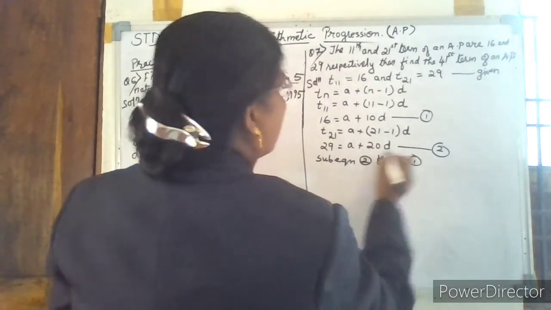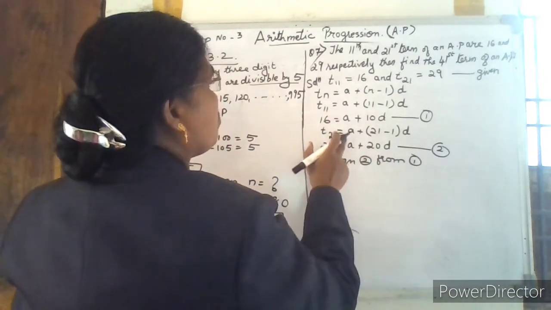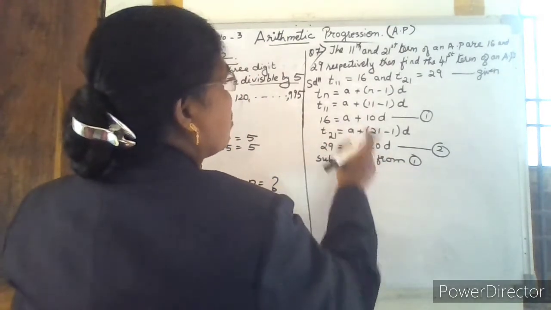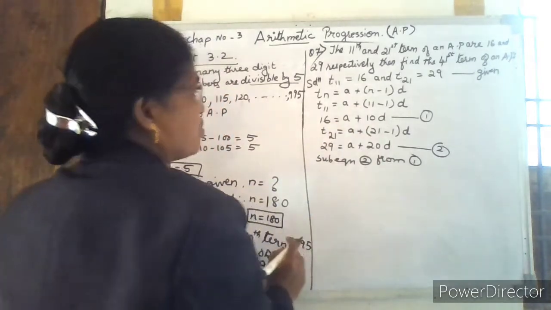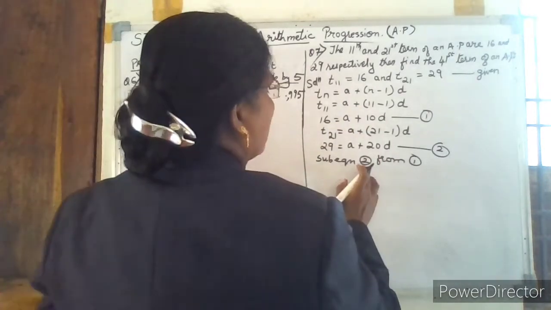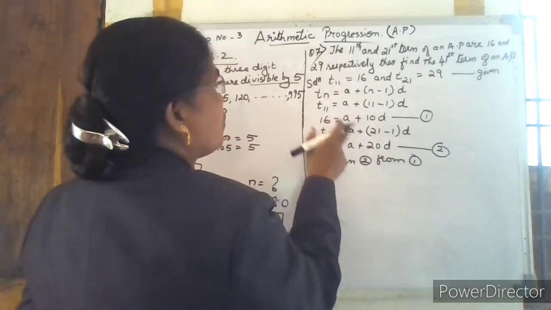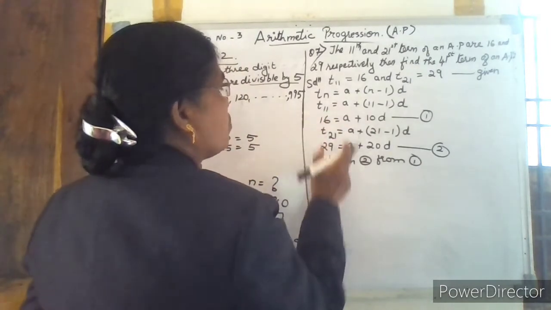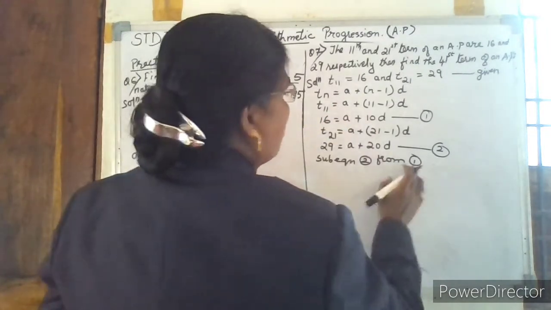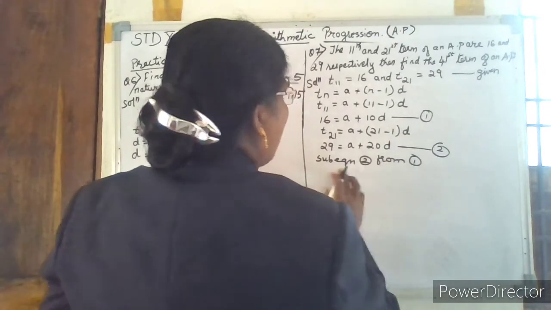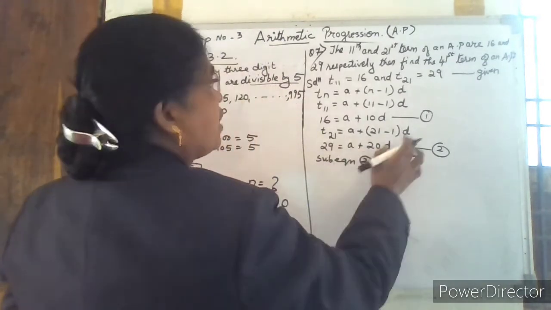Because the A value is positive, even the D value is positive. So we will subtract. Subtracting the equations, we see the coefficient of A is 1 in both, so naturally we can cancel the A value. So subtract equation 2 from equation 1. Write the equations in linear form.